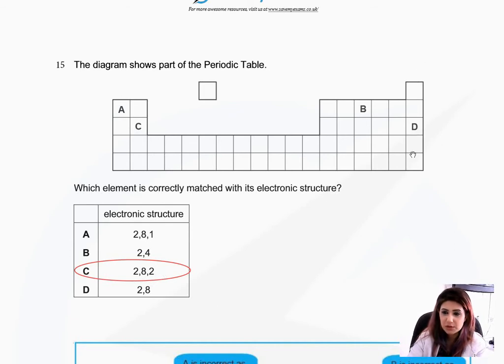Let's look at D. D should end with 8 electrons because it is in group 8, which is fine. But then D is in period 3. Period 1, period 2, period 3. It has 3 shells. And here it shows only 2 shells. So that's not correct.